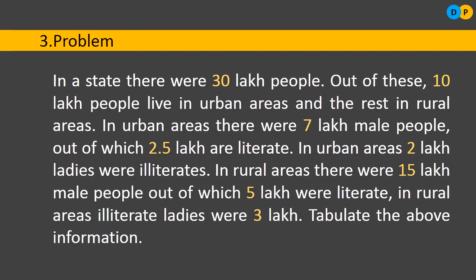In a state there were 30 lakh people. Out of these, 10 lakh people live in urban areas and the rest in rural areas. In urban areas, there were 7 lakh male people, out of which 2.5 lakh are literate. In urban areas, 2 lakh ladies were illiterates. In rural areas, there were 15 lakh male people, out of which 7 lakh were literate. In rural areas, illiterate ladies were 3 lakh. Tabulate the above information.